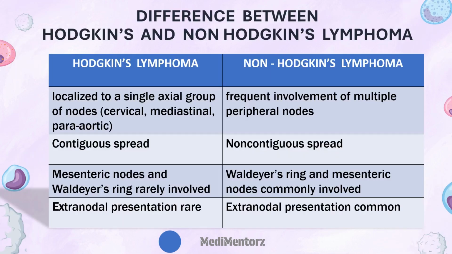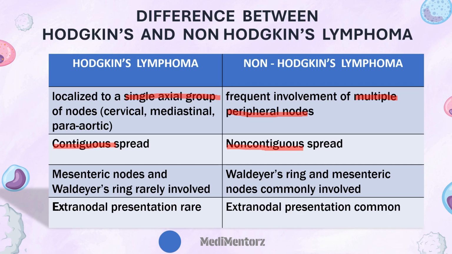Before moving on to Hodgkin's lymphoma, we should know the features which differentiate between Hodgkin's and non-Hodgkin's lymphoma. Hodgkin's lymphoma is localized to a single axial group of nodes, whereas non-Hodgkin's lymphoma frequently involves multiple peripheral nodes. The fashion of spread is contiguous in Hodgkin's lymphoma, whereas it is non-contiguous in non-Hodgkin's lymphoma.